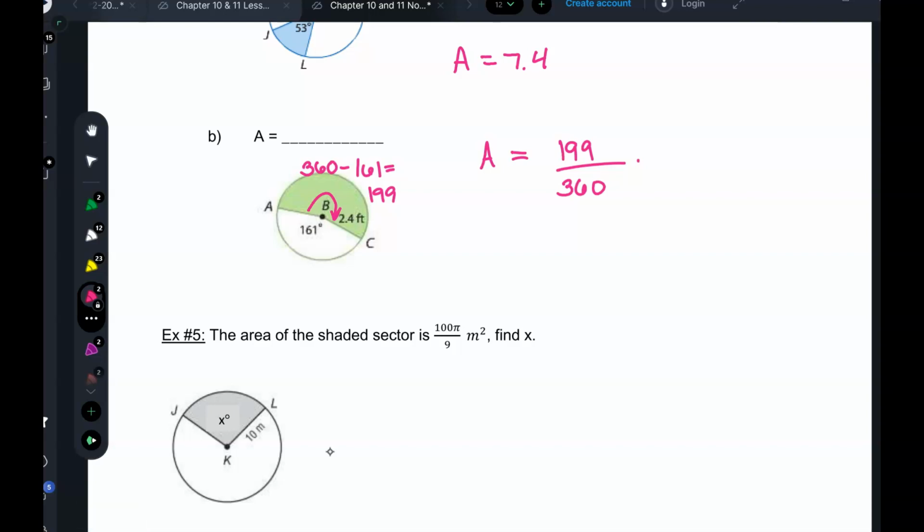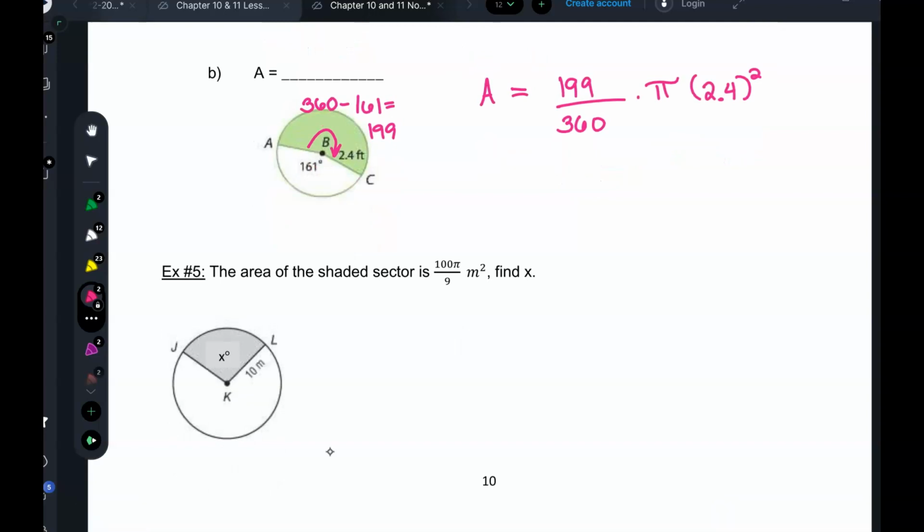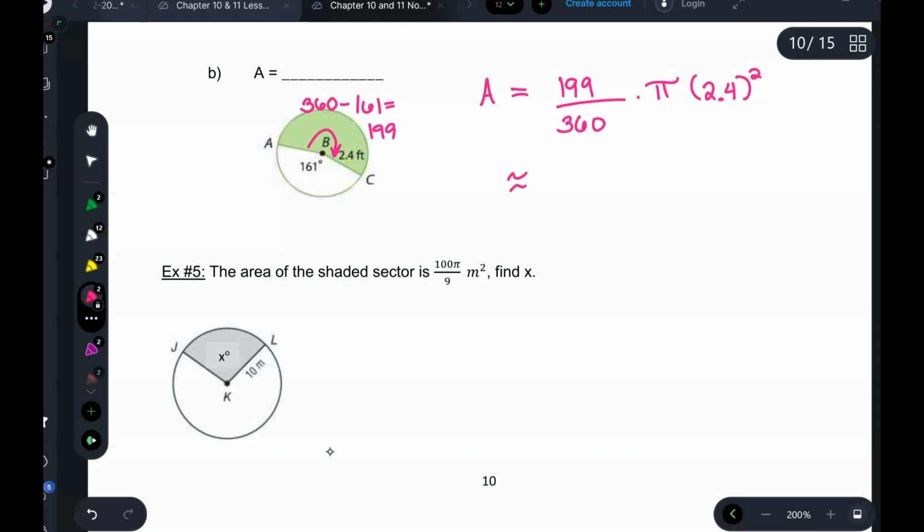That's for arc length. What's the formula that we just learned for sector? Times pi times 2.4 squared. Why can't you do 161 over 360? I'm asking for the shaded area. You tell me, what does 2.4 represent? It's the radius. Okay, so go ahead and plug that all into the calculator. Let's see what we get. I got 10. Does that make sense?